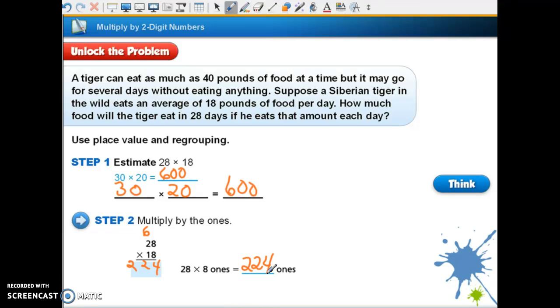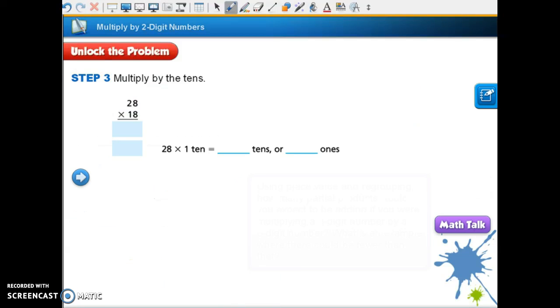Okay, now we're multiplying by tens, so we're not going to have anything in the ones place here, so we're going to put a 0, or I see sometimes kids put an X there. Okay, we're down in step 3. So we said 8 times 8 was 64, right? And we regrouped our 6.